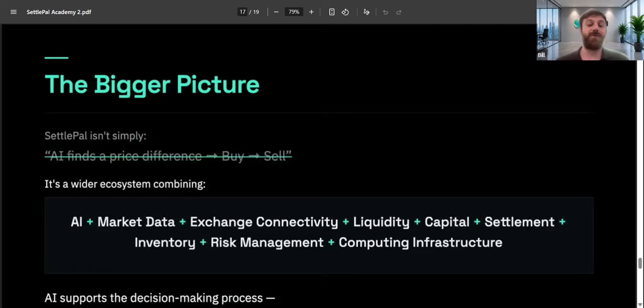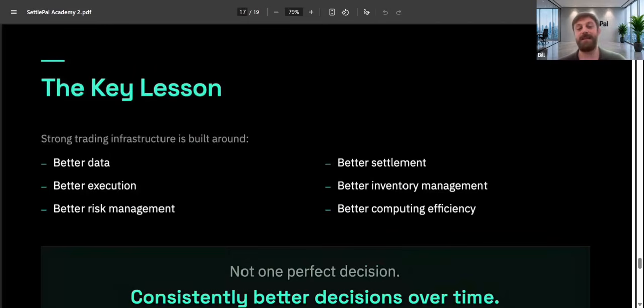So that is the real lesson from today's academy. SettlePal is designed around better data, better execution, better risk management, better settlement, better inventory management, and better computing efficiency, not that one perfect decision. Okay, because consistently better decisions over time actually are worth more.